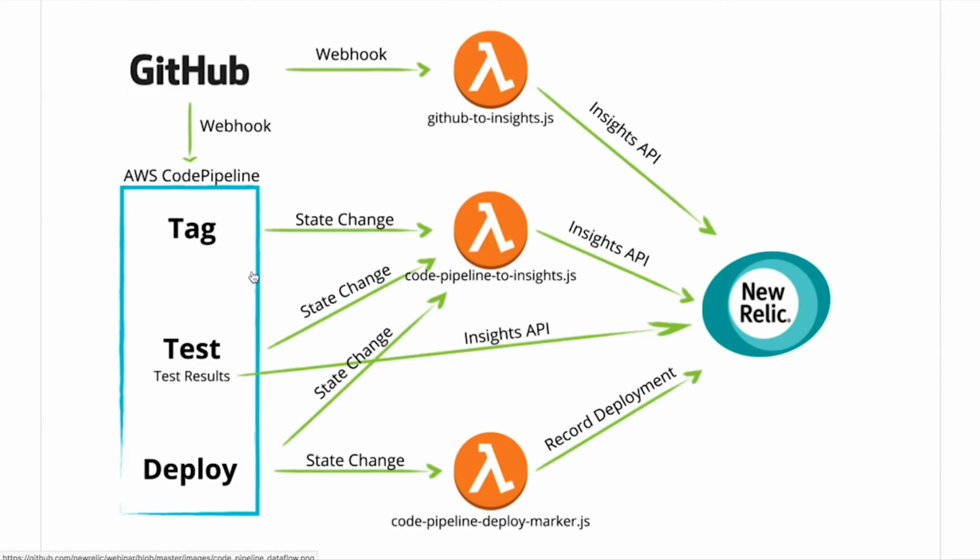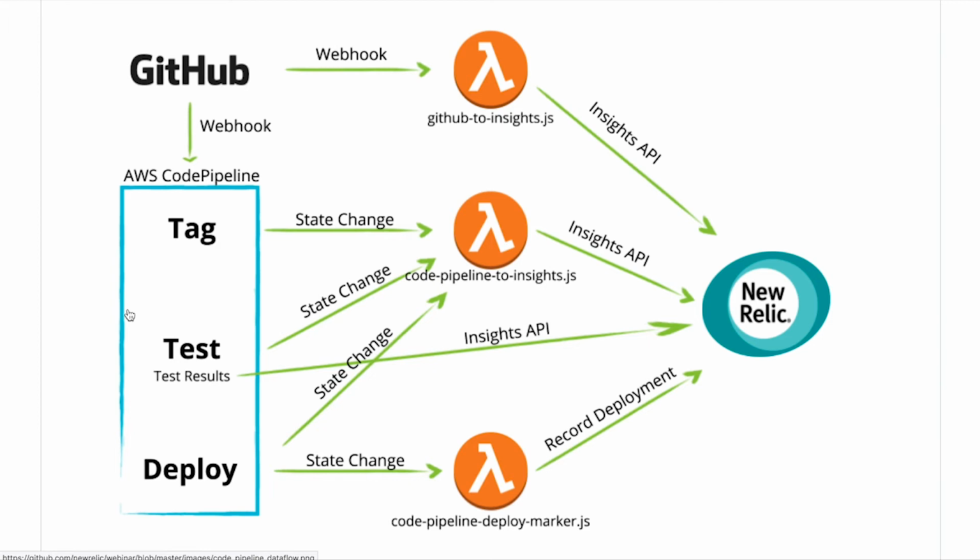And finally, when we have a deploy event, we have the state change event that goes through the standard transformation and gets recorded as an insights event that we can use to create the data that I was just showing you. But we also have the ability to record a deployment with New Relic's APM REST API that has a little bit of a different format.